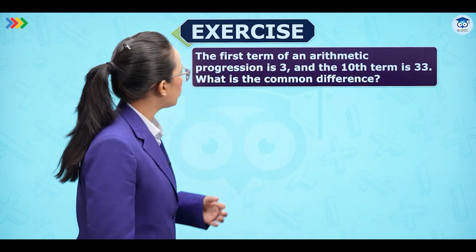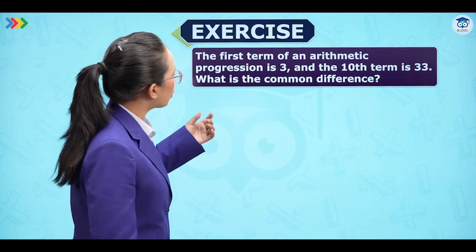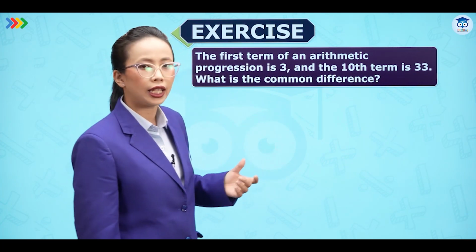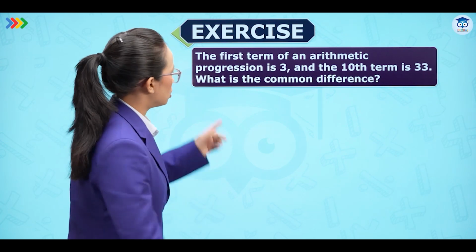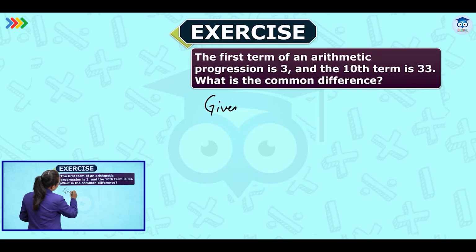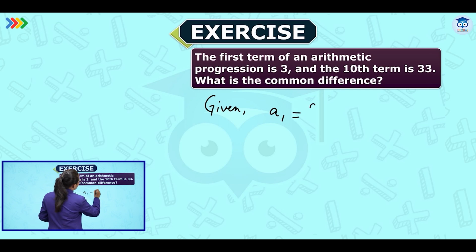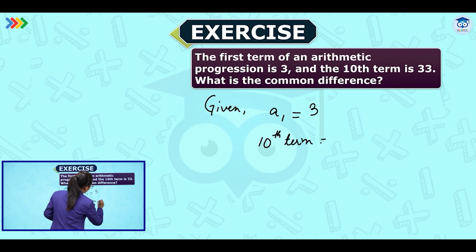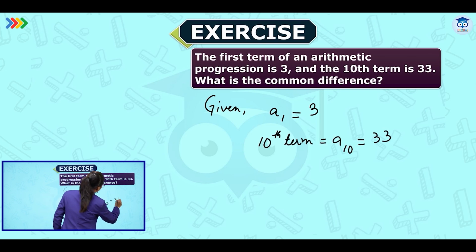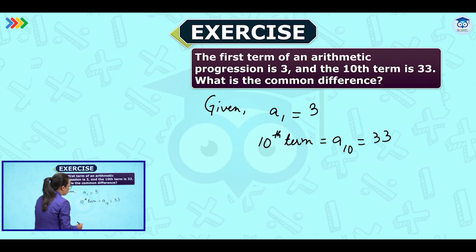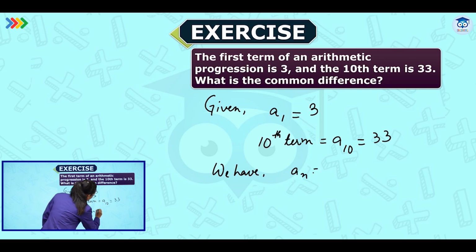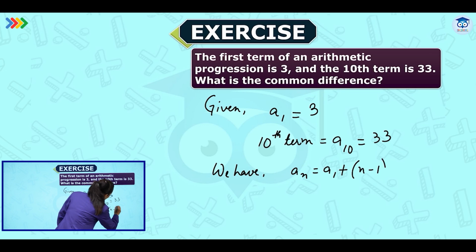So next we have: the first term of an arithmetic progression is 3 and the 10th term is 33. So what is the common difference? So given, we have A1 is 3, and the 10th term, so the 10th term means A10, is equal to 33. Now we will be using the formula for An. So we have An is equal to A1 plus (n minus 1)d. So we are going to calculate A10. So A10 is what? 33.